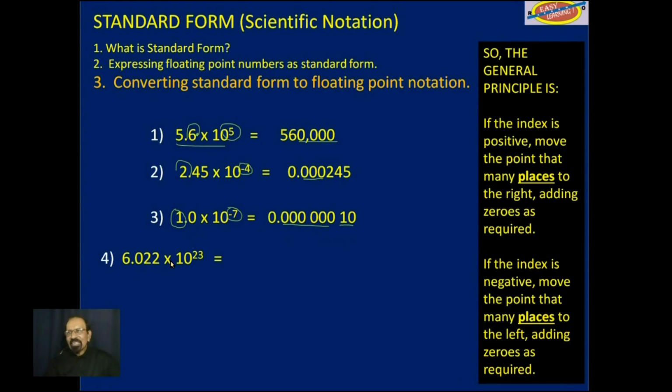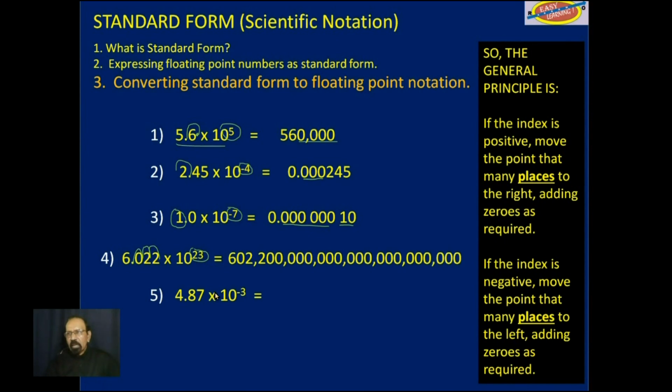6.023 exponent 23. That 0 will take up 1 of the spaces, that 2 will take up 1 of the spaces, that other 2 will take up 1 of the spaces. So you will write 6, 0, 2, 2, and add 20 zeros, like that. 4.87 exponent negative 3. You will move that point 3 places to the left. This 4 will take up 1 of the places, and so you'll get 0.00487.